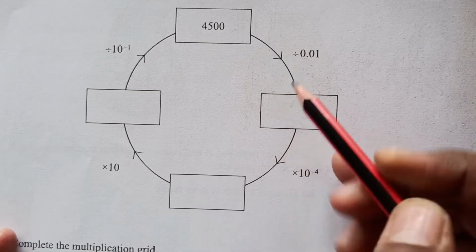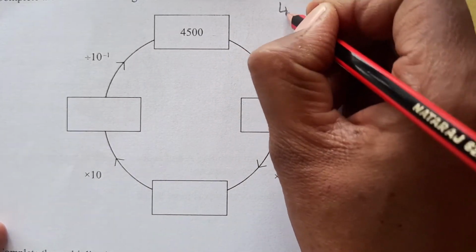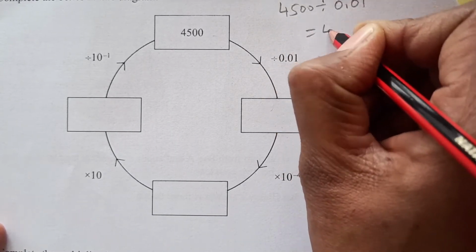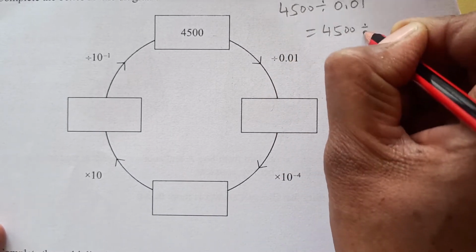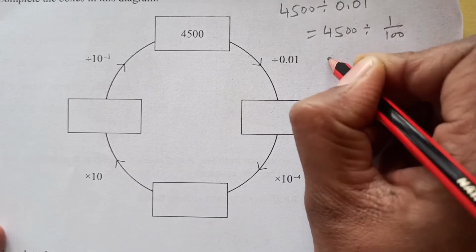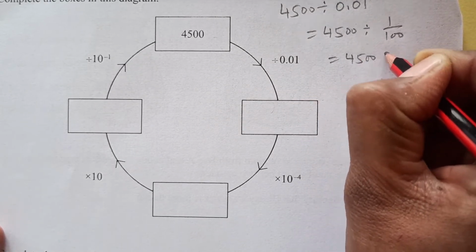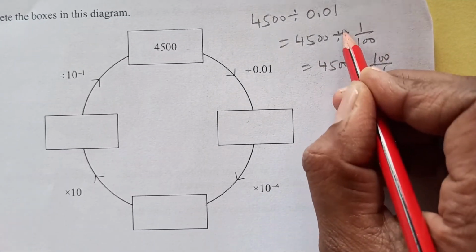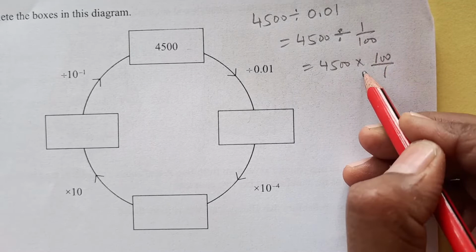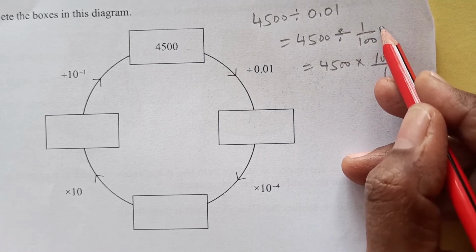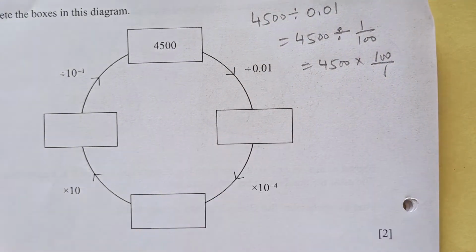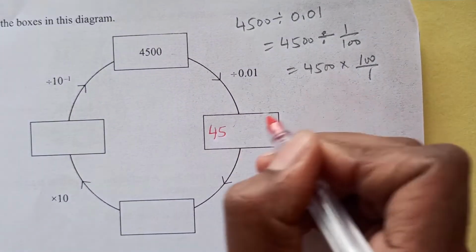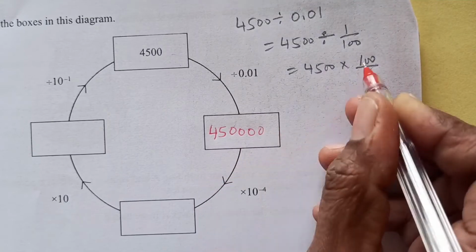So from here to here, what do we have? We have 4,500 divided by 0.01. So 4,500 divided by 1 over 100. So 4,500 times 100 over 1. You see what I did here? We changed this division to multiplication and then took the reciprocal of this one. So the answer is 450,000, with four zeros.